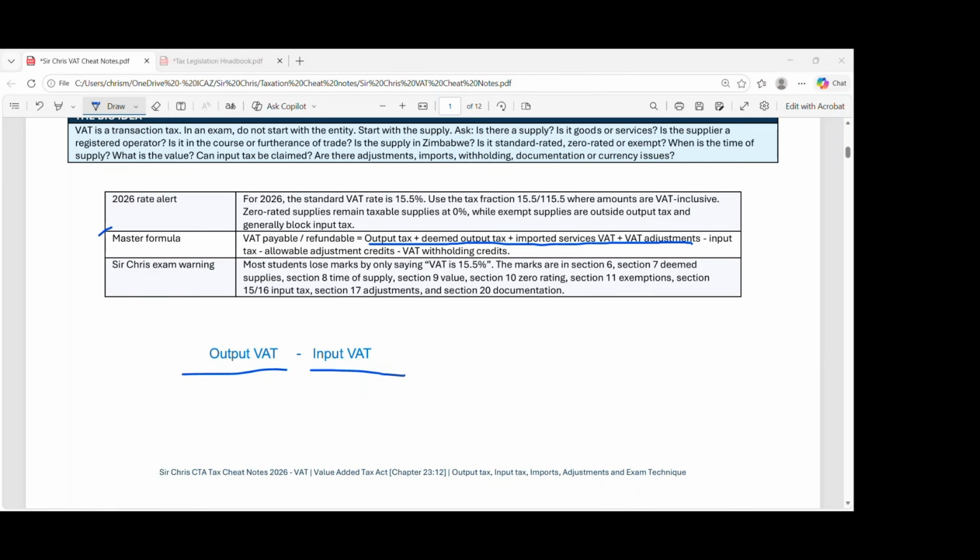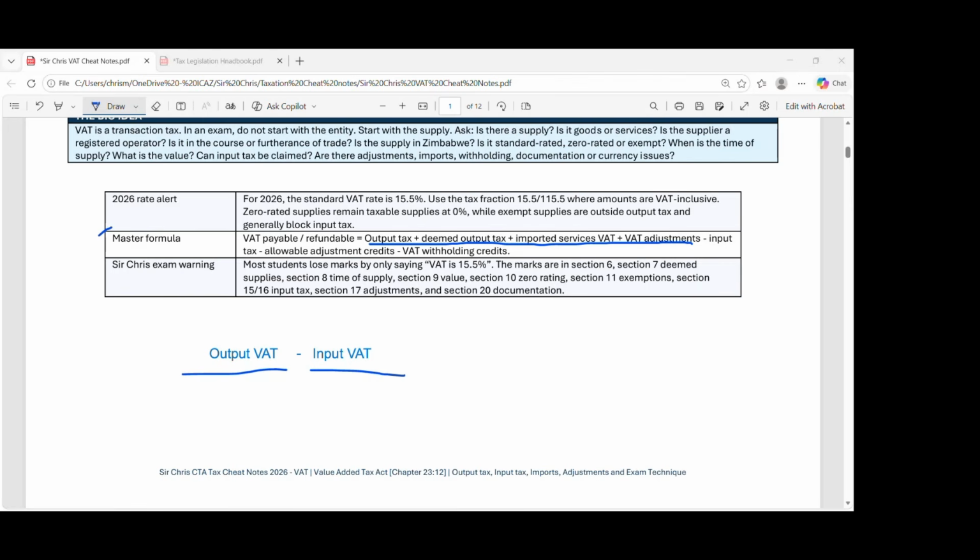Then the next question is: at what rate? That's when you should consider, is it exempt, which is your section 11? Is it zero rated, which is your section 10? If it does not meet section 10 and section 11, it automatically becomes standard rated. Then what is the time of supply, which is your section 8? Then what is the value of supply? I go to my section 9. So when you want to prove it's an output VAT, do those things.